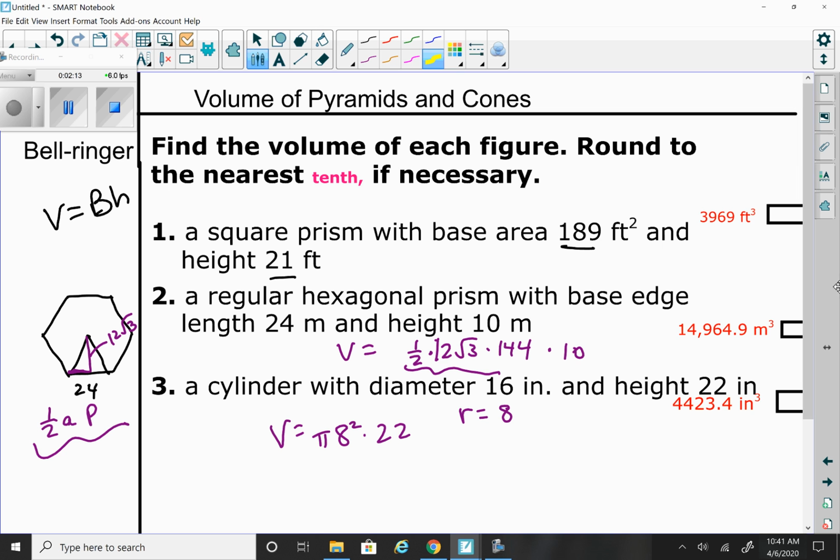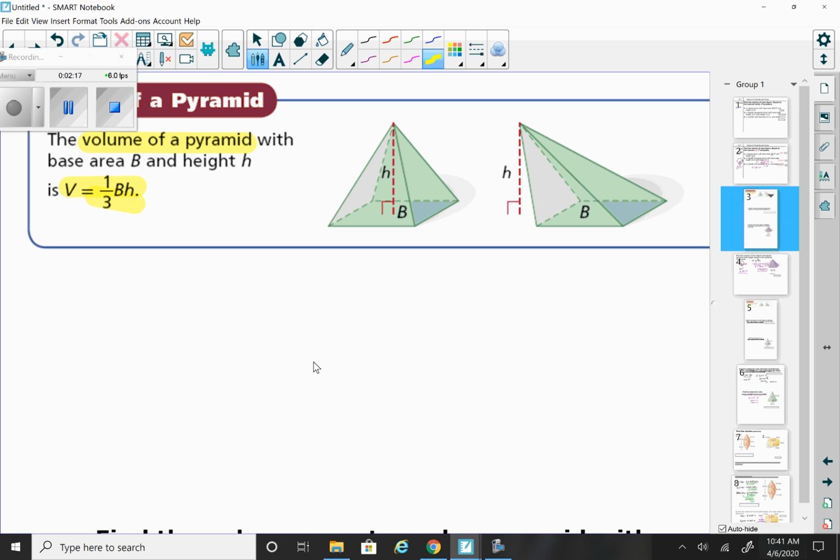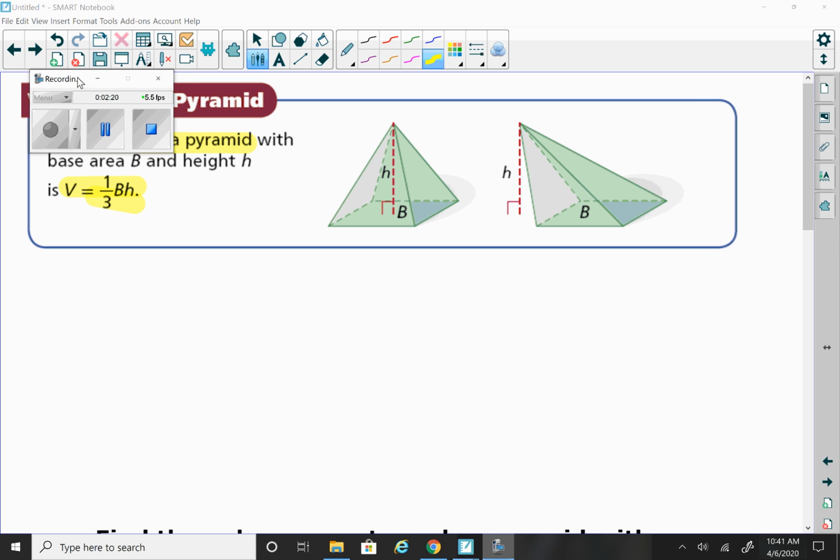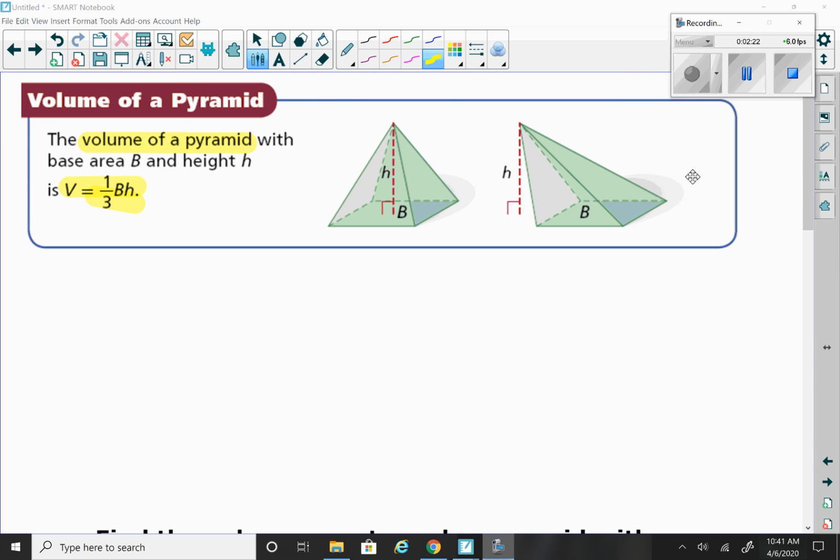Today we're going to talk about volume of pyramids and cones. So I'm going to have you start by writing down your formula for the volume of a pyramid. The volume of a pyramid is, again, area of the base times the height, but it's 1/3 of that because your shape is going up to a point. If this was a rectangular prism, it would be a much bigger volume, but because it's going up to a point, it's only 1/3 of that value. So it's 1/3 times the area of the base times the height.